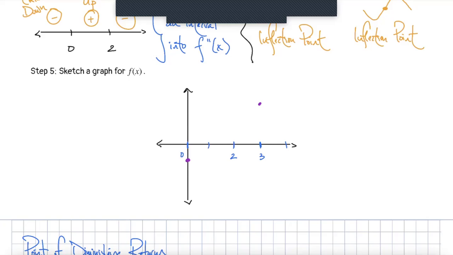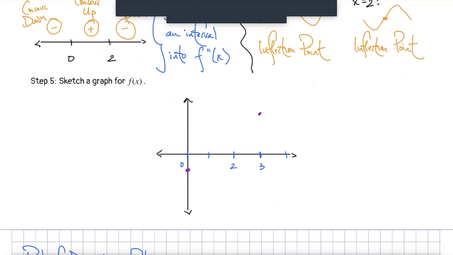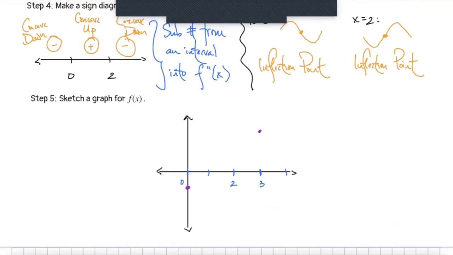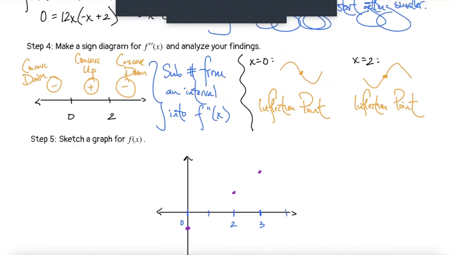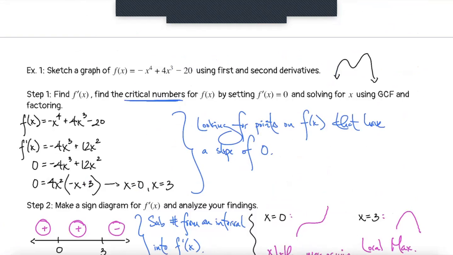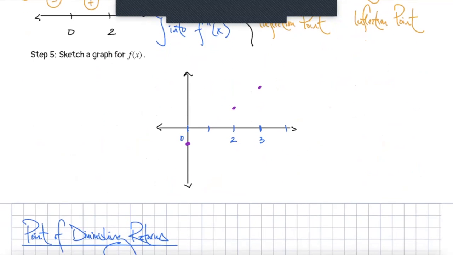The other point we want to put on here is we've got an inflection point at 2. And same thing, I don't know what the y value is going to be, but it should be somewhere below the point I already drew. So maybe let's put that there. Yeah, you could put it at the origin. I think in this case it is likely not at the origin, but that's okay. You don't know. You could put it at 0, 0. That would be fine.